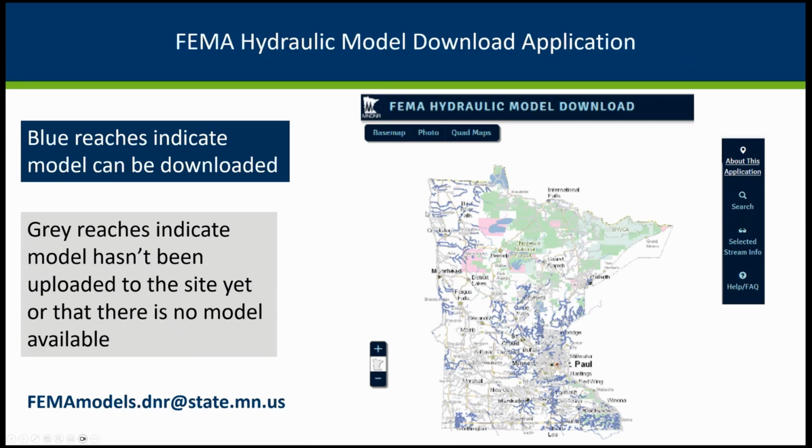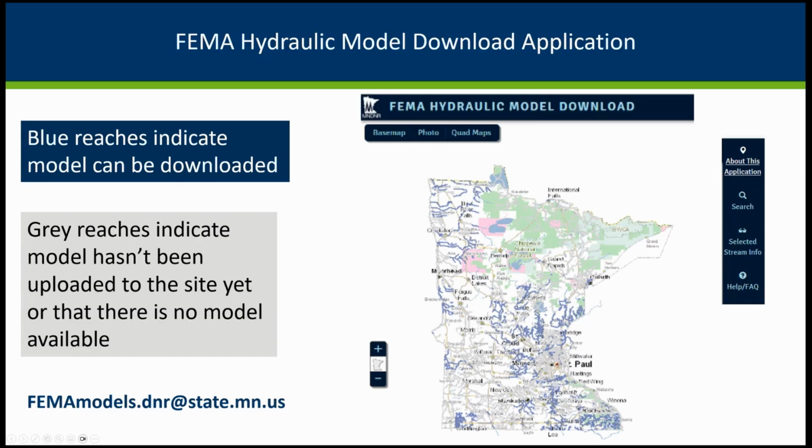Once you enter that application, you'll see a map of the state of Minnesota showing a number of reaches. We've got blue reaches, which is a little less than half of the state. That indicates that there is a model that can be downloaded associated with that reach.